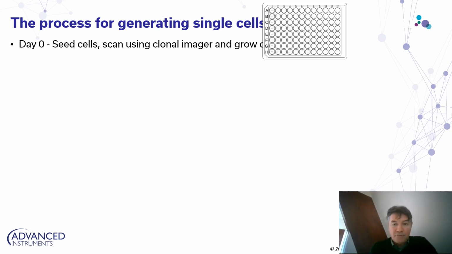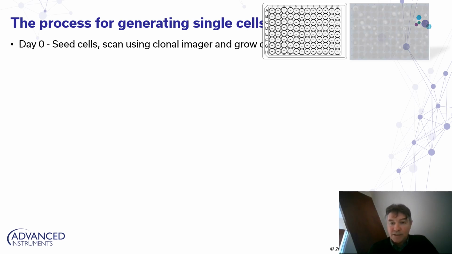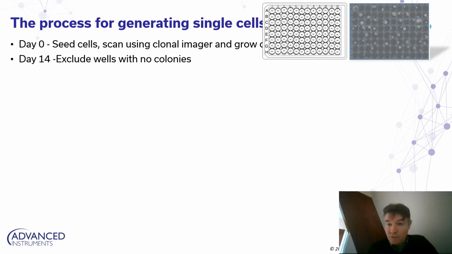So on day 0, the day of seeding, you'll use either limiting dilution or an automated seeder, for example, to dispense cells into a microplate and then scan the plate using a clonal imager, and over the coming days, colonies will grow in some wells. Around day 14, or it could be day 7, or it could be later than day 14, you'll look at the plate and decide which of the wells do not contain colonies and those are then excluded.